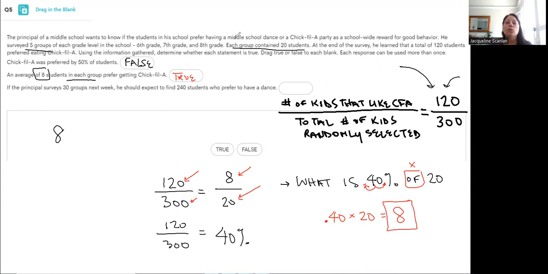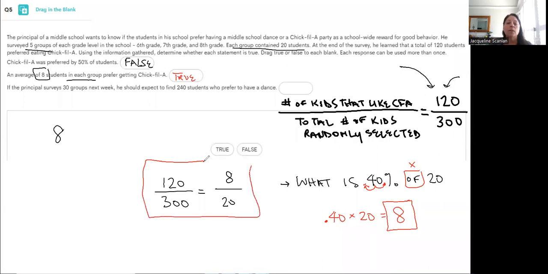All right, I'm going to now show you how to answer that question using this other method, okay? So I am now going to look at this fraction, this proportion that I've set up. And remember, this is comparing the number of students that like Chick-fil-A to the total number of randomly selected students. And I'm trying to figure out, is 8 the right number out of the 20 people in each group? That's where I came up with that fraction.